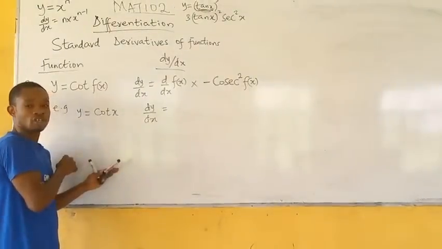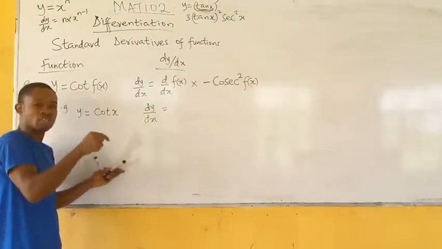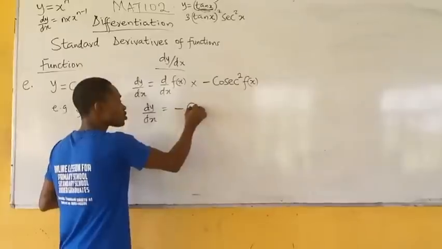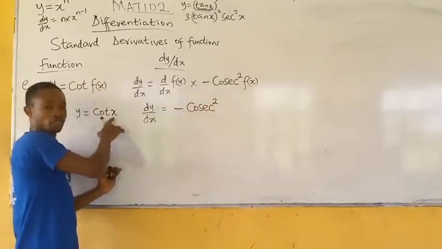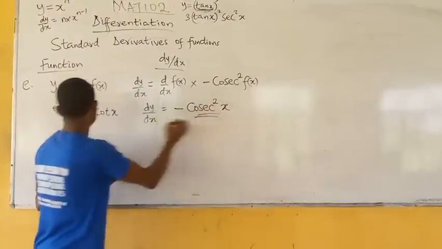Differentiate the major. The major is cot. And if you differentiate cot, what do we see you get? Minus cosec square of the original minor function. The original minor function is x.